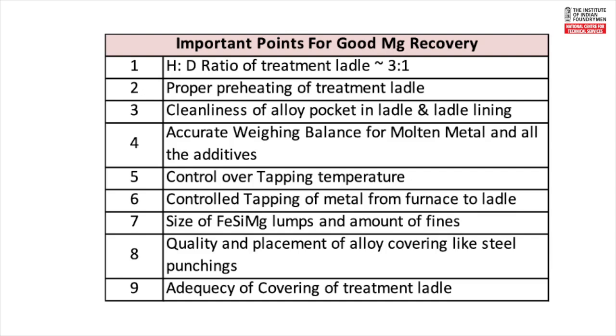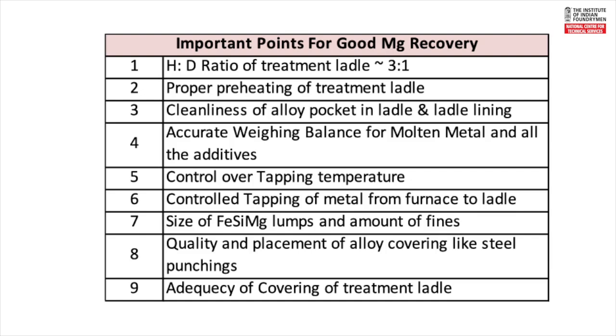A lot of you would say 3 looks high, because in literature you will see 1:1.5, 1:2 as being pretty common. But I have seen with higher H/D ratios, because the magnesium vapors have to travel through a taller column of metal, the effectiveness of the treatment increases.